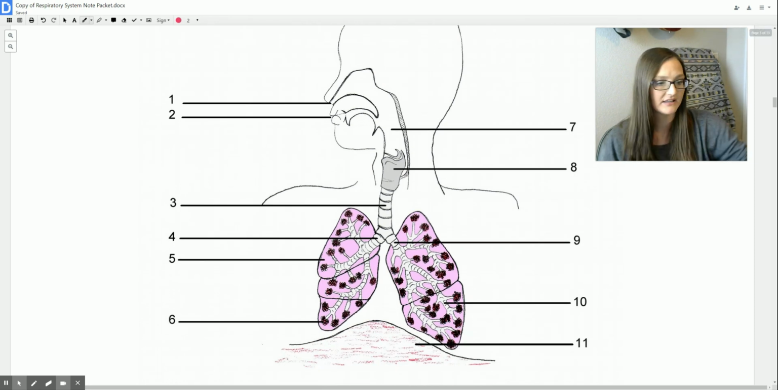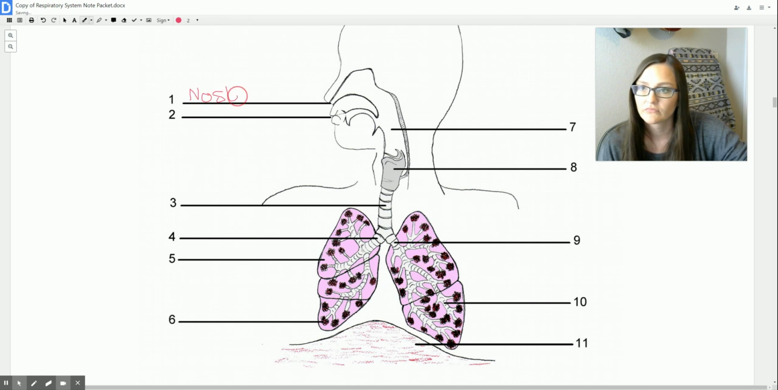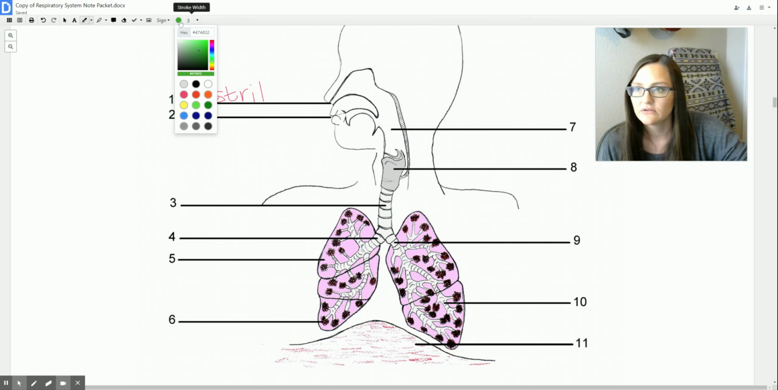All right, let's see if we can label this diagram together. All right, number 1. So that's going to be the nostril. Nostril. There we go. Let's see if I can make that pen just a little bigger. All right, I'm going to color code as best I can. Okay, so next up, thank you, color.